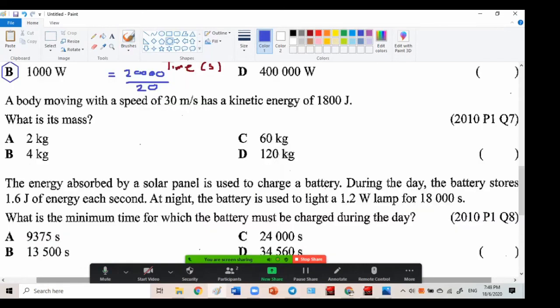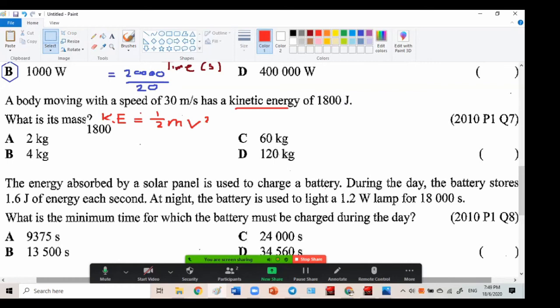Okay? All right, come. A body moving with a speed. Speed means what? V, right? Oh, kinetic energy. Come, give me the formula for kinetic energy. Half times mass times speed squared. Yes, half mv squared. So kinetic energy is 1800. So we just put in all the numbers. Come, teach me what to do, quick.